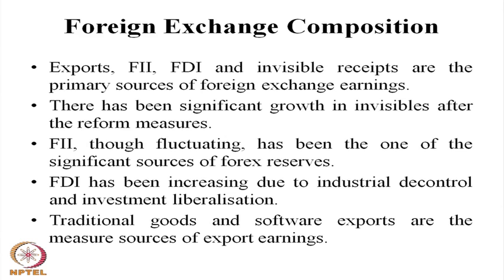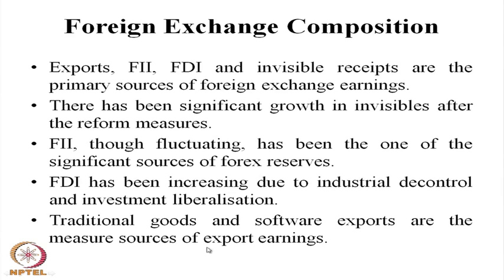Then the question is here, foreign exchange composition. Over the years, the composition export, FI, FDI and invisible receipt are the primary sources of foreign exchange earning. There has been significant growth in invisible after the reform measure. Invisible contributes significantly to foreign exchange reserve. It is travel, tourism, the NRI receipt, the compensation that Indians earning abroad send as money, that is a part of our invisible foreign exchange earning, and this invisible has significantly contributed to our foreign exchange reserve.